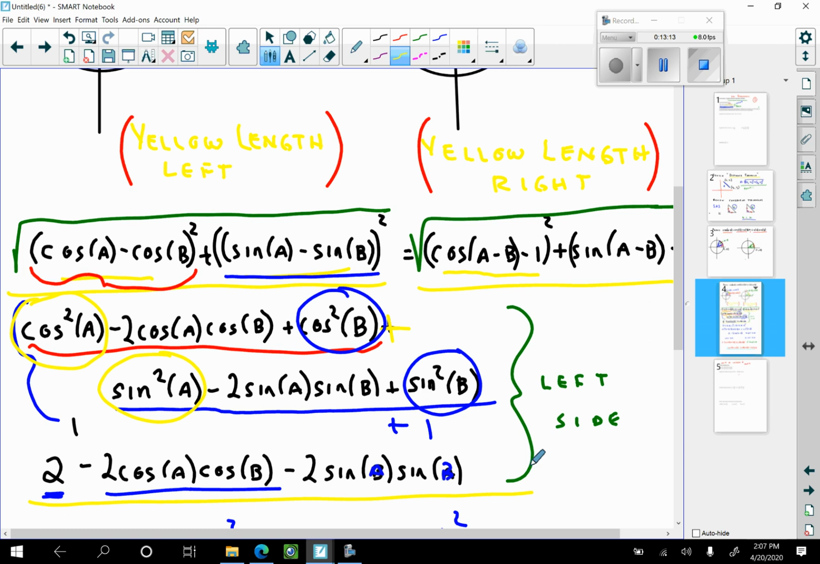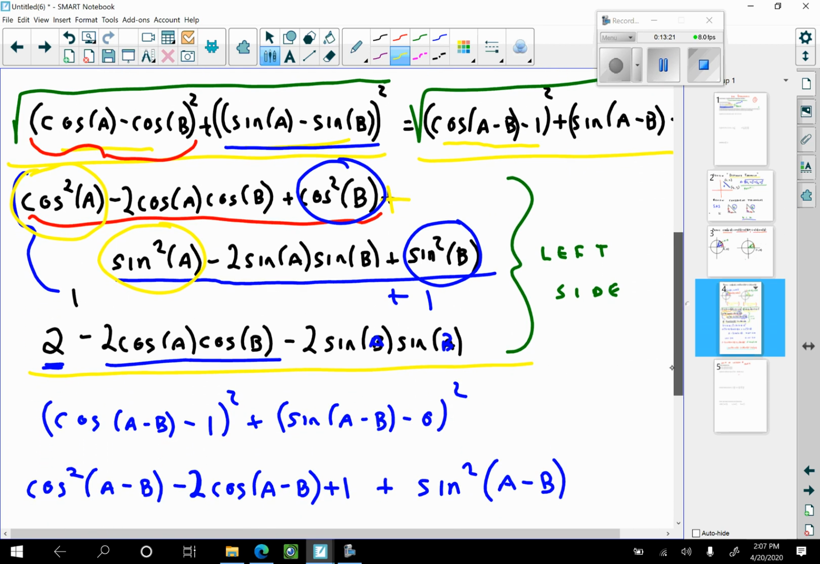Keep in mind, we're going to want to see this proof in your notebook. So now I need to deal with this right side. And I'm going to jump down here. Here's the right side. The right side was cosine of a minus b minus 1 squared plus sine of a minus b minus 0 squared. That's a 0. Put that in green so you can see them better. I'm going to square this guy.